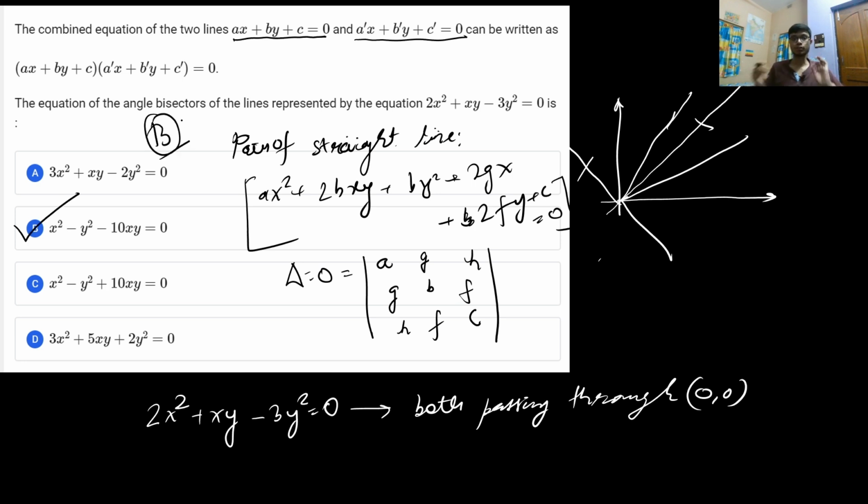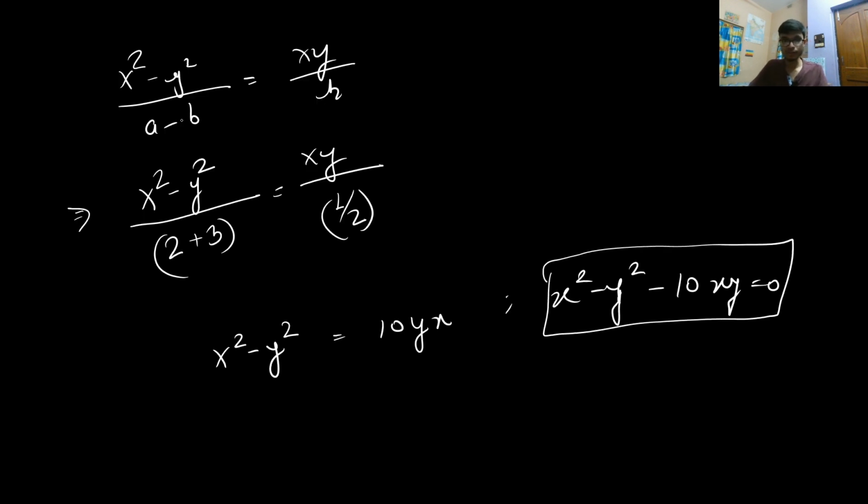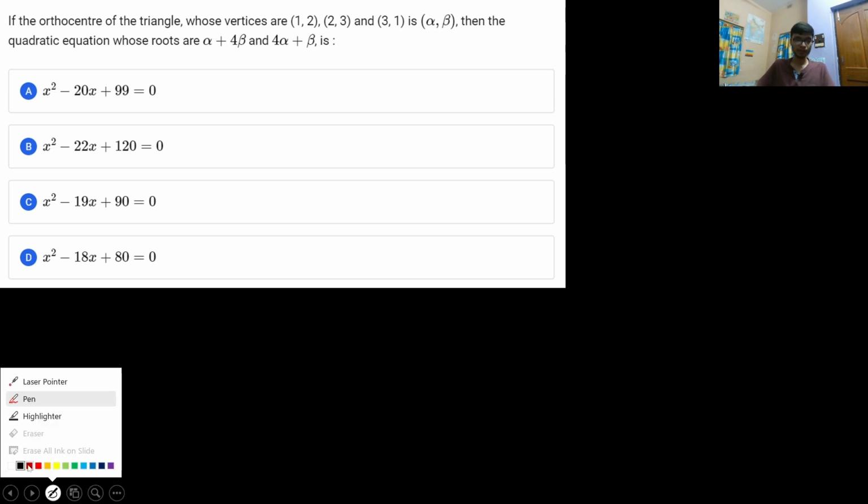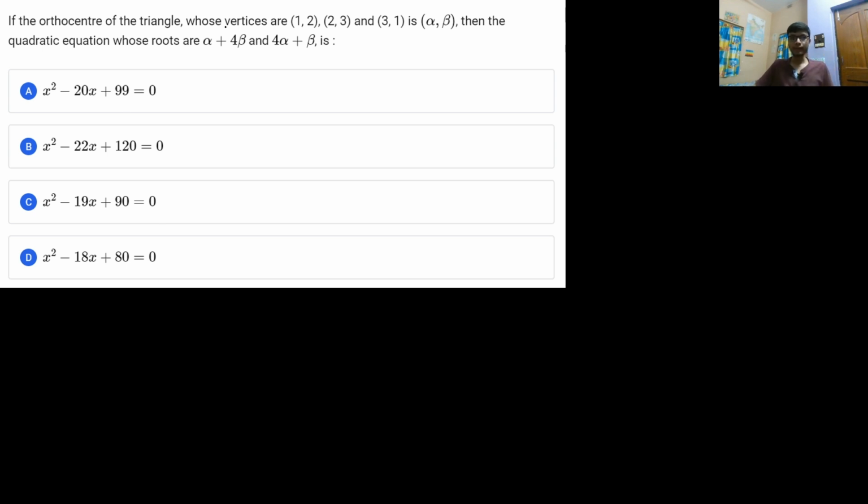I hope this particular solution was clear. All right, so let us move to the seventh problem. The seventh problem is again a problem which includes the orthocenter. I hope this type of problem is very simple. I have already solved a problem on the orthocenter, and it was repeated in JEE Mains in the same year but in a different shift, so you can understand the importance of orthocenter, circumcenter, and centroid.